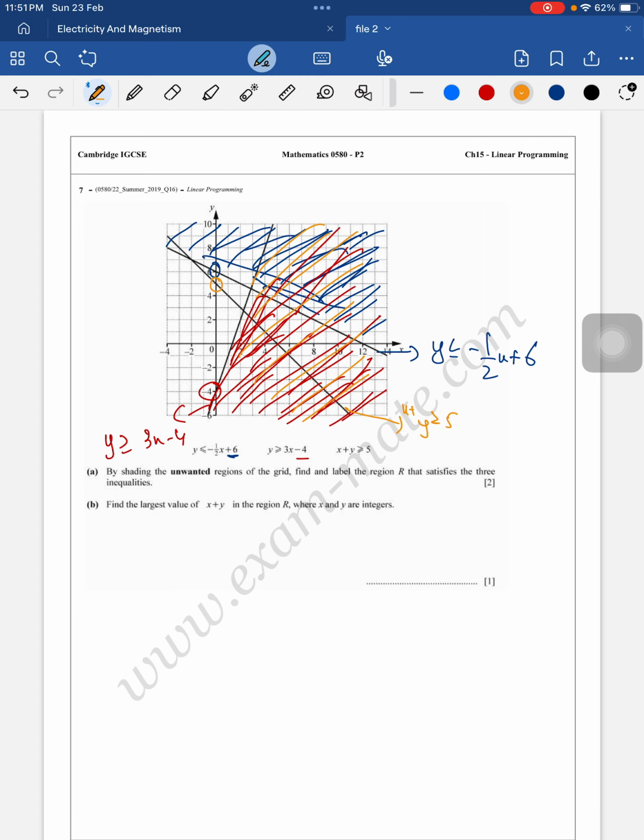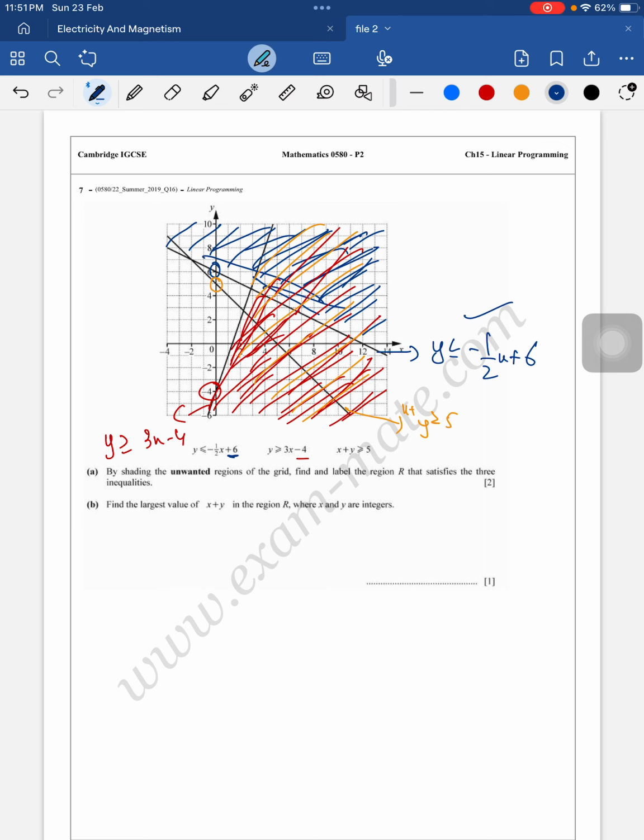So I think there's a mistake over here, I guess. y is less than or equal to minus 1 upon 2 x plus 6. Let me recheck it. So y is less than or equal to minus 1 upon 2 x plus 6. This is the less than part, right? We shaded the unwanted greater than part. Okay, this is correct. Now the second, y is greater than or equal to 3x minus 4. So y is greater than, so we shaded the less than part.